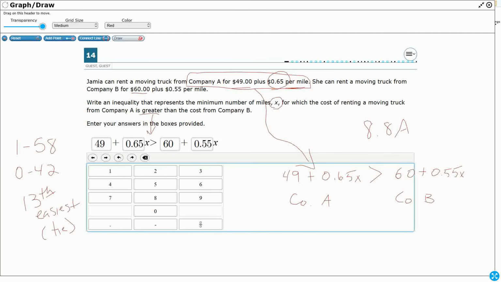But ways they could have easily changed this: they gave us the $49. They even gave us the constant and the unit rate in that correct order. I could easily have seen them switch those two. They could have said 65 cents per mile plus $49. And so you might have had to flip those in order to get them here because that X is locked in. As I said, they could have asked for an inequality that shows when company B is greater than company A, and then you would have had to flip those. That would have been a much more rigorous problem, but they didn't. They just gave everything in order.